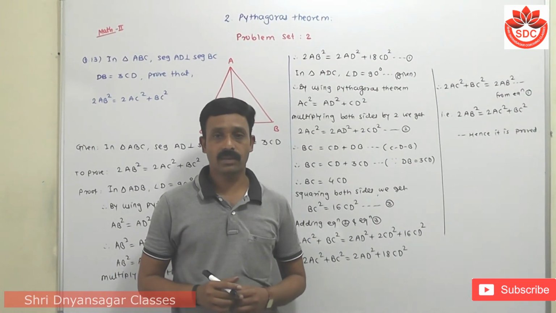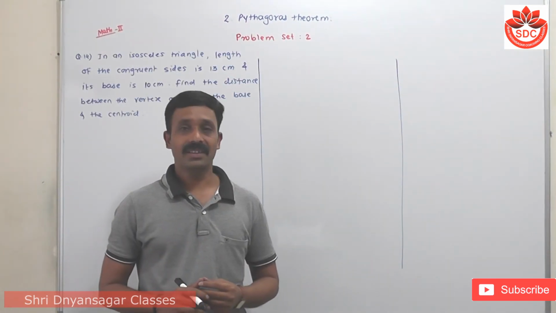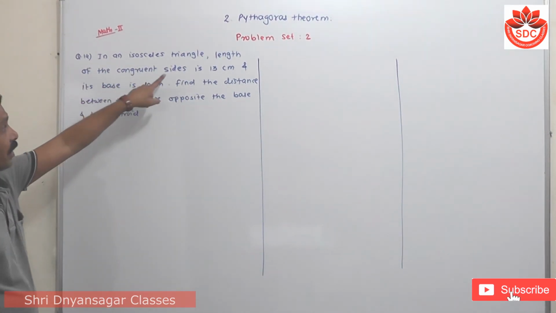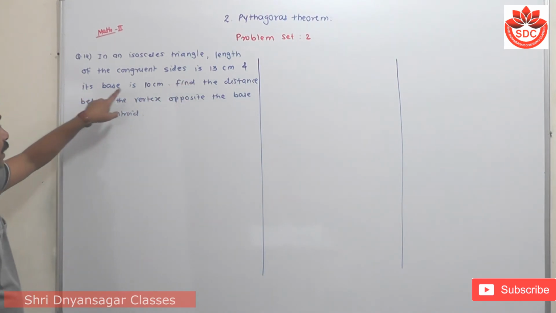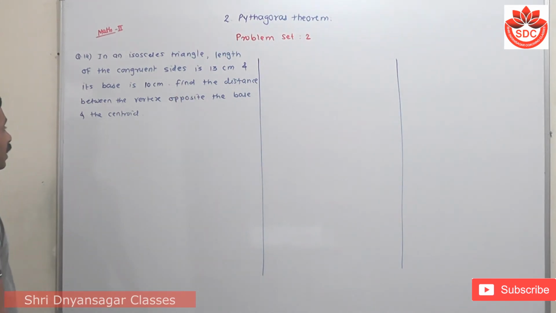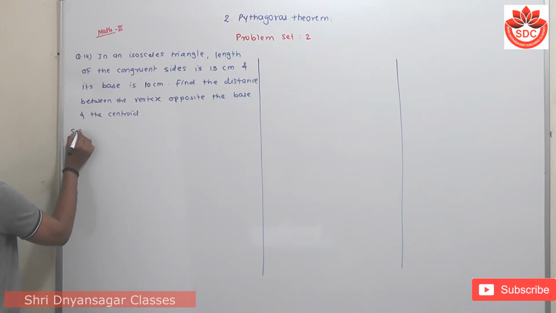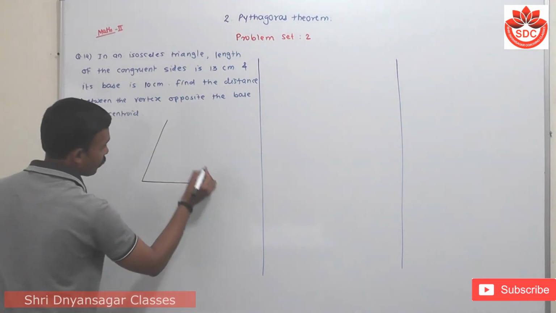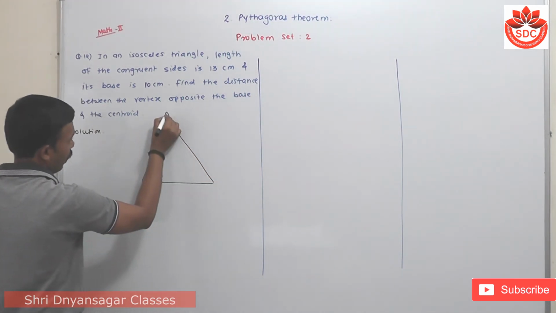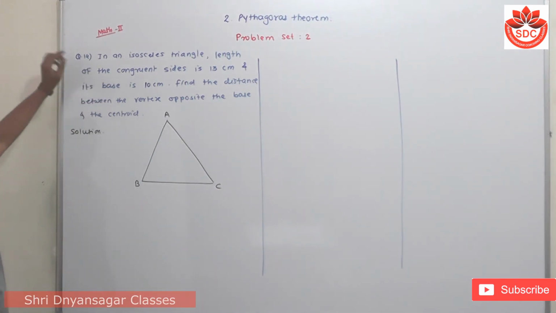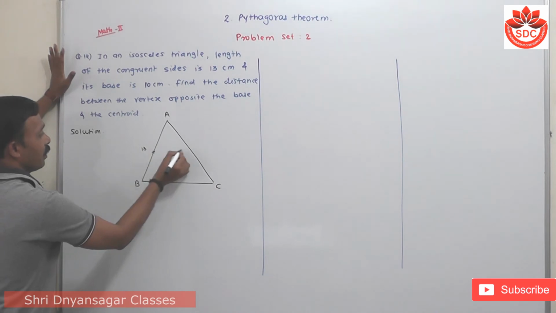Then we take the next question. Let's see question number 14. In an isosceles triangle, the length of the congruent side is 13 cm, its base is 10 cm. Find the distance between the vertex opposite to the base and the centroid. Now, here is the solution. First we draw an isosceles triangle. Suppose that this is an isosceles triangle ABC. Here the length of each congruent side is 13 centimeters.